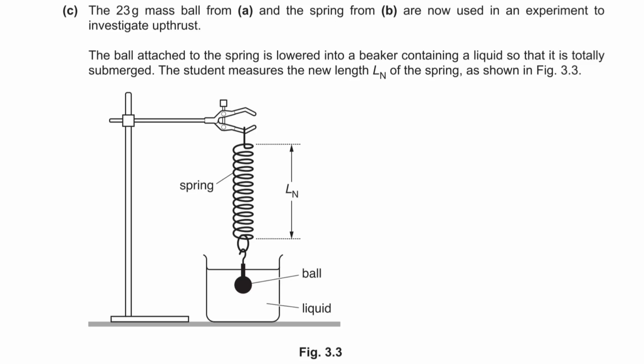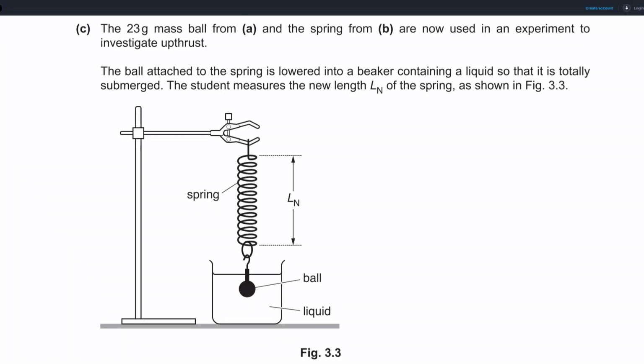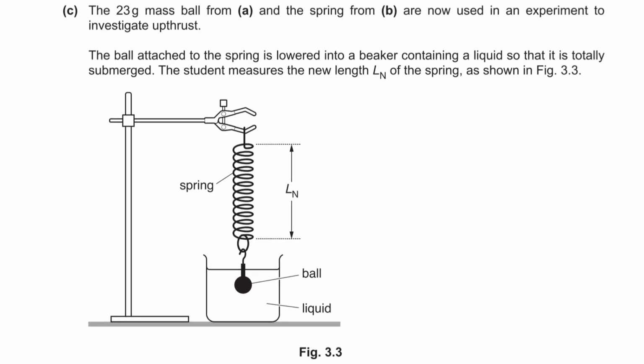Question C, 23 gram mass ball used to investigate upthrust. We're being asked to find the upthrust. Okay, so let's write down what we know, actually, what's going on with forces, shall we? We have the weight of the ball going down. We have the tension pulling upwards due to the spring, and also we have upthrust going upwards as well. And so, well, if it's in equilibrium, then we can say that obviously weight is equal to upthrust plus that tension. So that tension is equal to, according to Hooke's law again, kx.